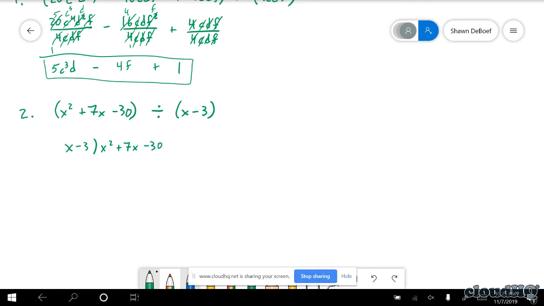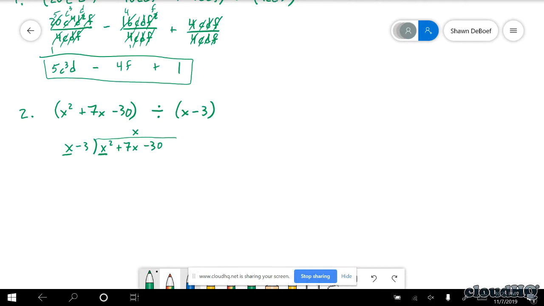Very important that these are in descending order and that we're not missing any terms. So if I start with x squared, after x squared I expect to see x, and then I expect to see a constant. I have that. In the cases where something's missing, we'll have to address for that. Then you consider your first term in your divisor and your first term in your dividend. What do we have to multiply x by to get x squared? Well, you have to multiply it by x. So that's what I'll put up above, lining up with the x term.